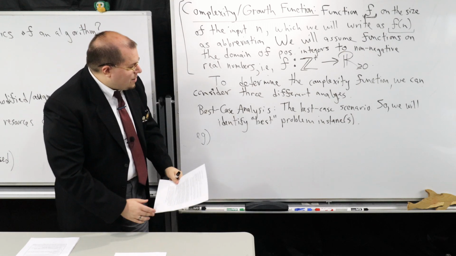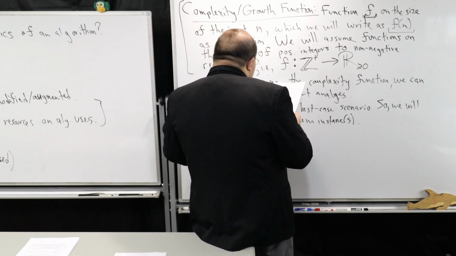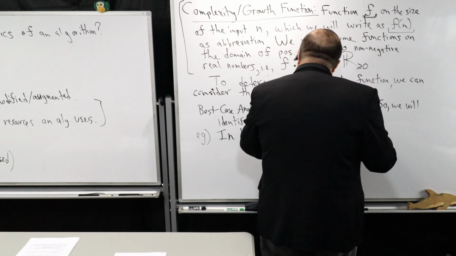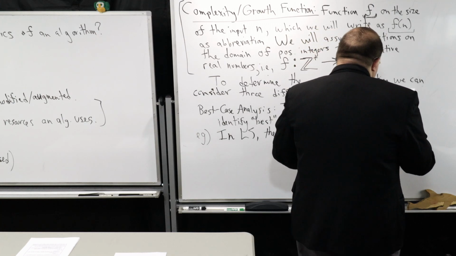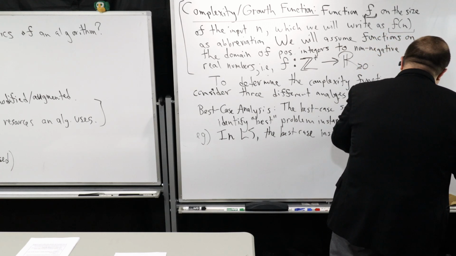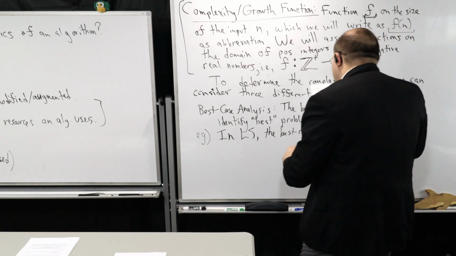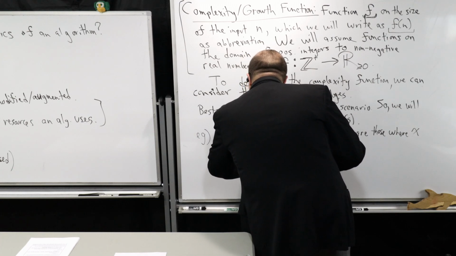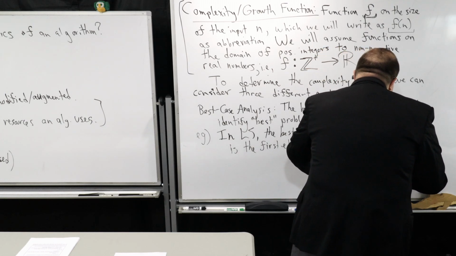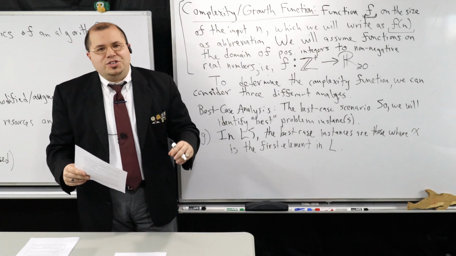So when I ask for those instances, in linear search, the best case instances are those where x is the first element in L. So how many comparisons am I required to do when I do this? I just do one, right?